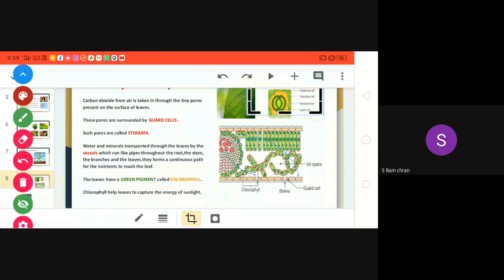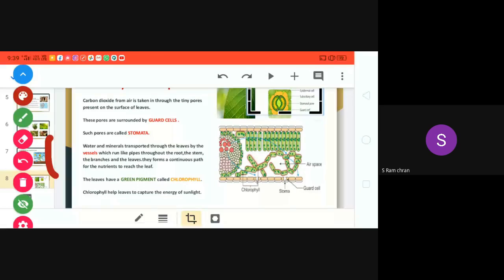Yes, sir. Next, the leaves have a green pigment. That pigment is called chlorophyll. What is the main duty of chlorophyll? Chlorophyll captures the energy of sunlight. Is it clear?